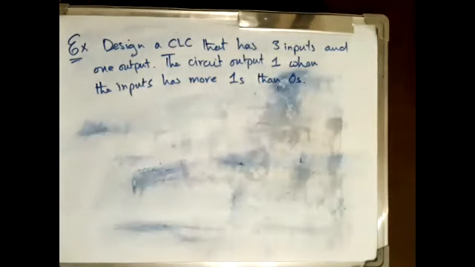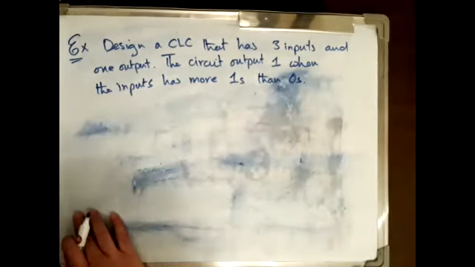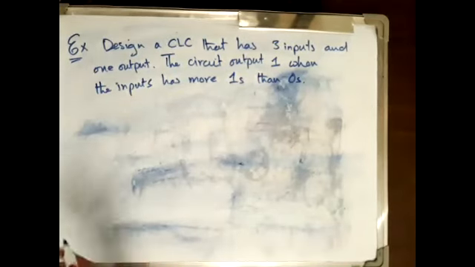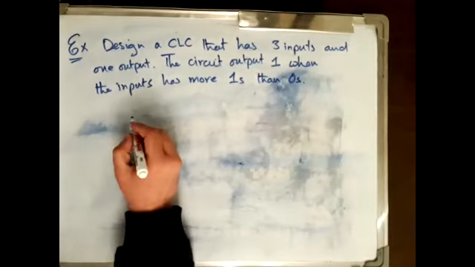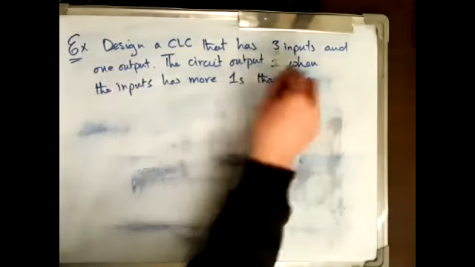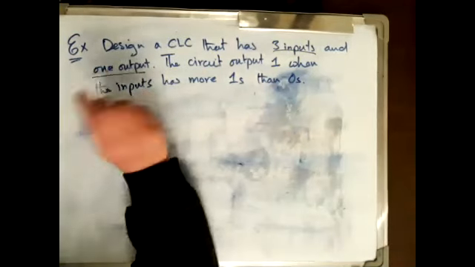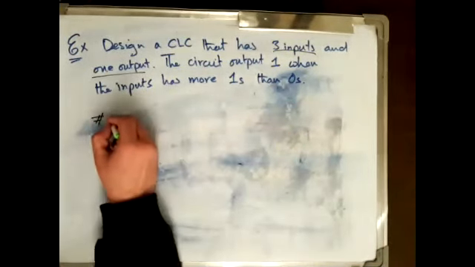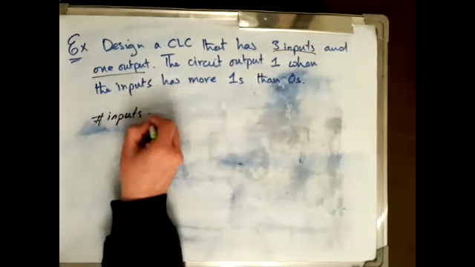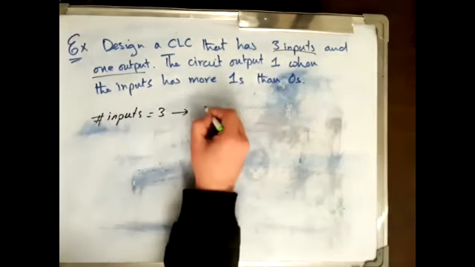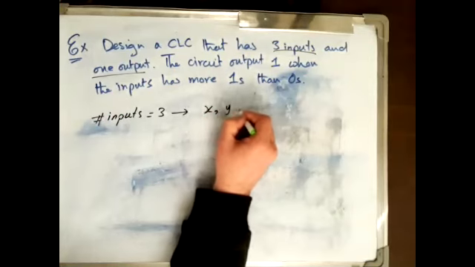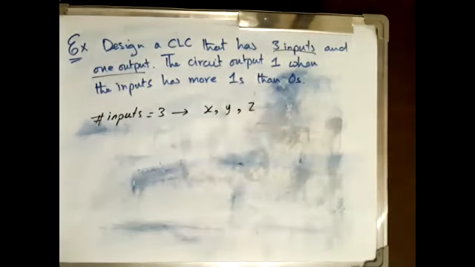So this is kind of a clear description of the circuit because it told us how many inputs and how many outputs and what is the relation between the input and the output. Basically, it explicitly tells us that there are 3 inputs and 1 output. The number of inputs equals 3. I will call them, let's say, X, Y, and Z. So I call the input variables X, Y, and Z.